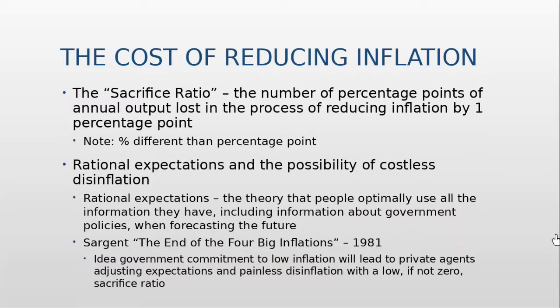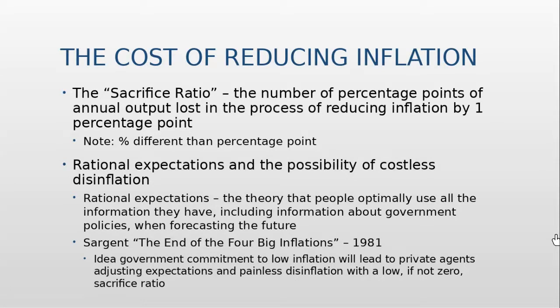But the cost of reducing inflation can be modeled through what we call the sacrifice ratio, and that is the number of percentage points of annual output lost in the process of reducing inflation by 1 percentage point. Note, percent is different than percentage point. We're not saying 1% of inflation. We're saying 1 percentage point of inflation. But ultimately, the sacrifice ratio suggests the idea of how much we are willing to pay in output to reduce inflation.